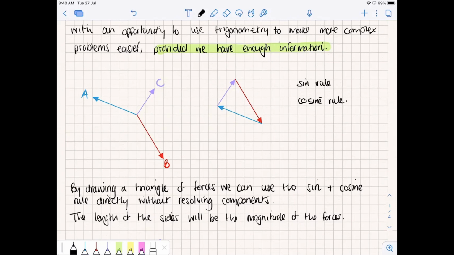You might have the value for 2 of those vectors, and you're being asked to find the final vector. Now, usually that would require you choosing a line of action, finding the vertical and horizontal components, and then combining them to find the vector. What we're saying is that if you combine these 3 vectors in equilibrium and you create this triangle, the length of the side of these vectors is the magnitude of their forces.